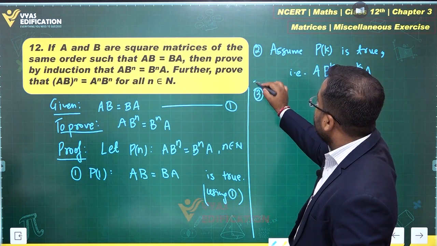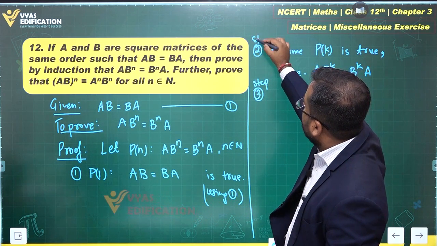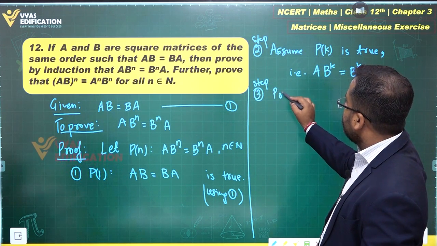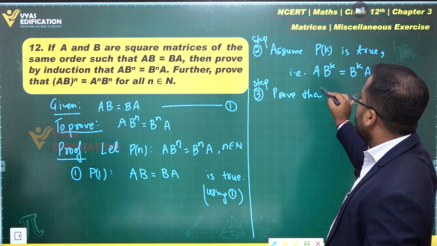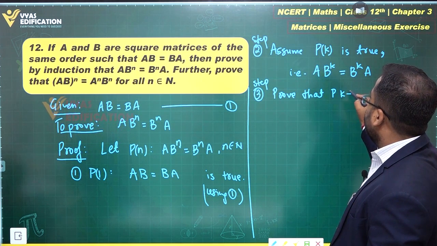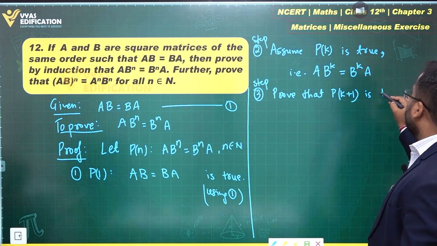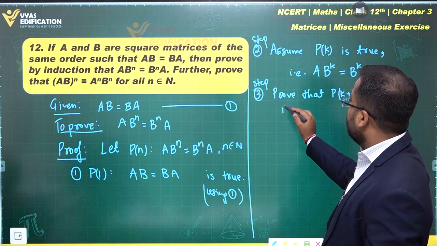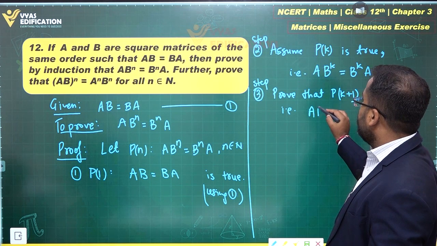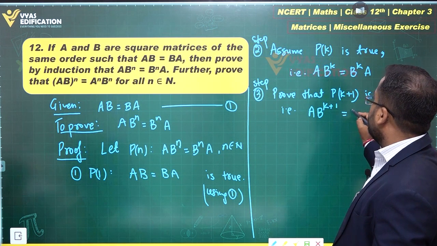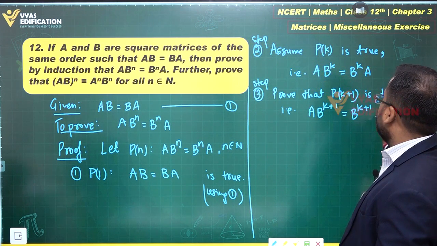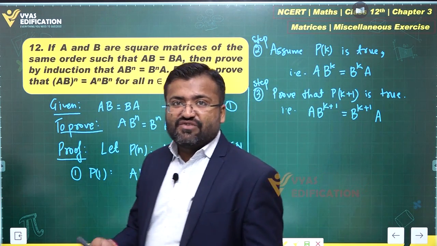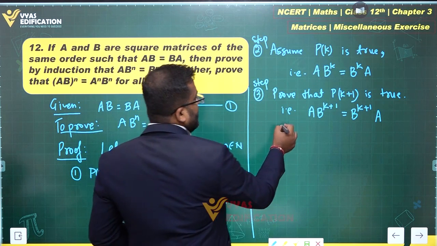Third, step 3. Step 3 says prove that Pk+1 is true. Okay. For proving that Pk+1 is true, that is (AB)^(k+1) is equal to B^(k+1) times A. And for proving this, we can begin with the LHS first of all, right? We can begin with the LHS.